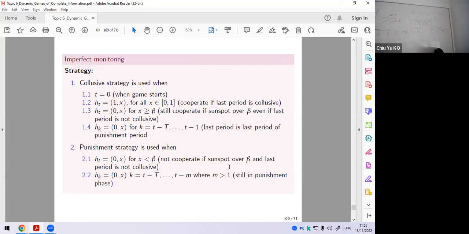Let me repeat. You collude at the beginning, and if you get a profit, you still collude regardless of the sun. If the outcome is good, don't care about the sun. If the outcome is bad, look at the sun today. If the sky is bright, you still collude. If the sky is bad, then you will punish, and you punish for T periods. Let me repeat the structure. Let me write it down here, I think it's easier.